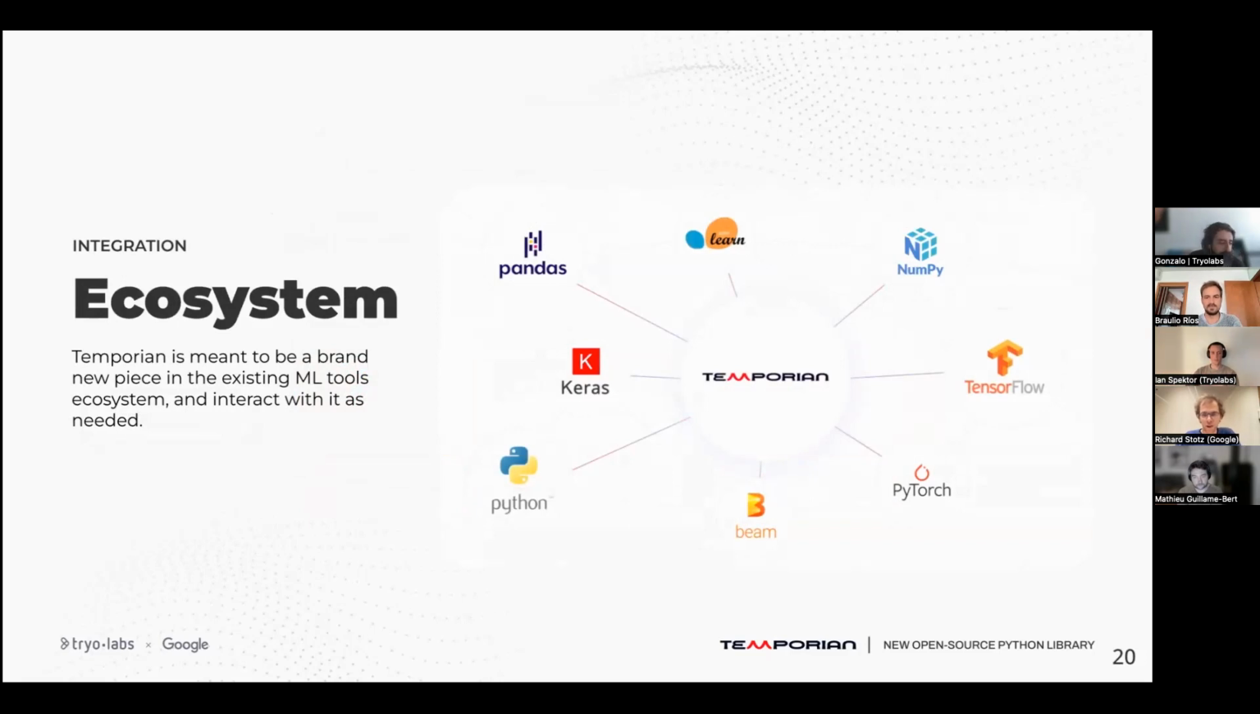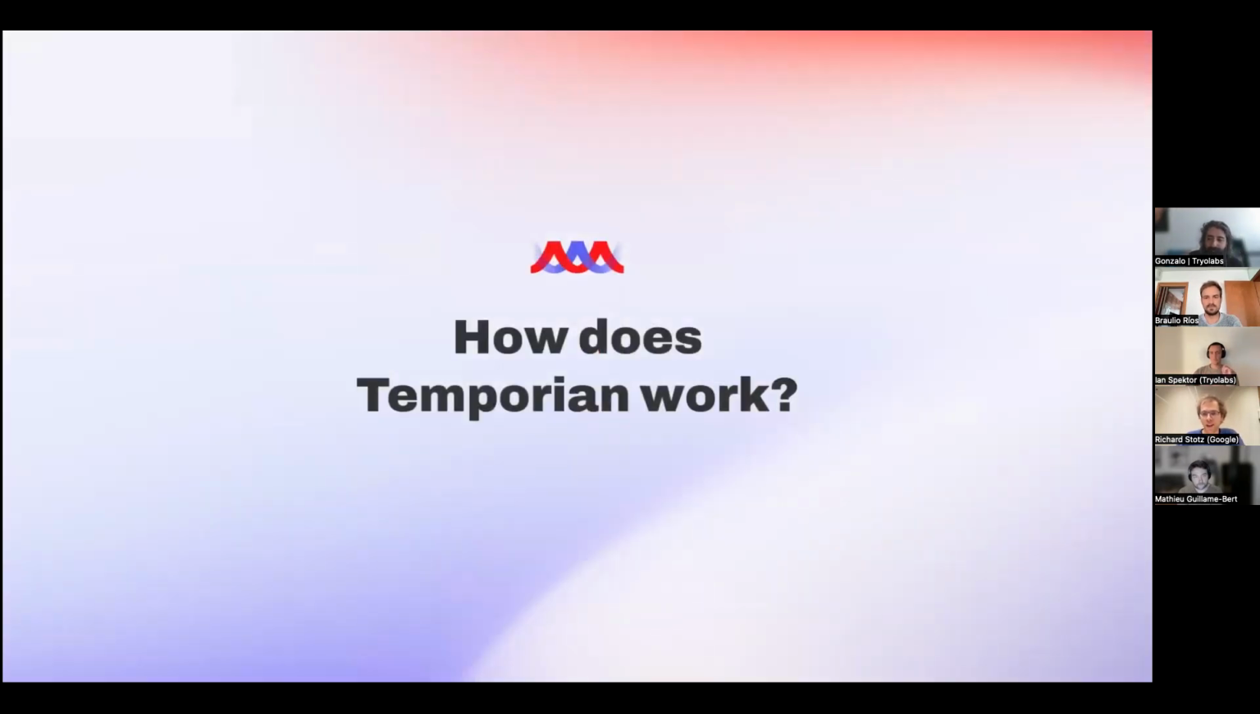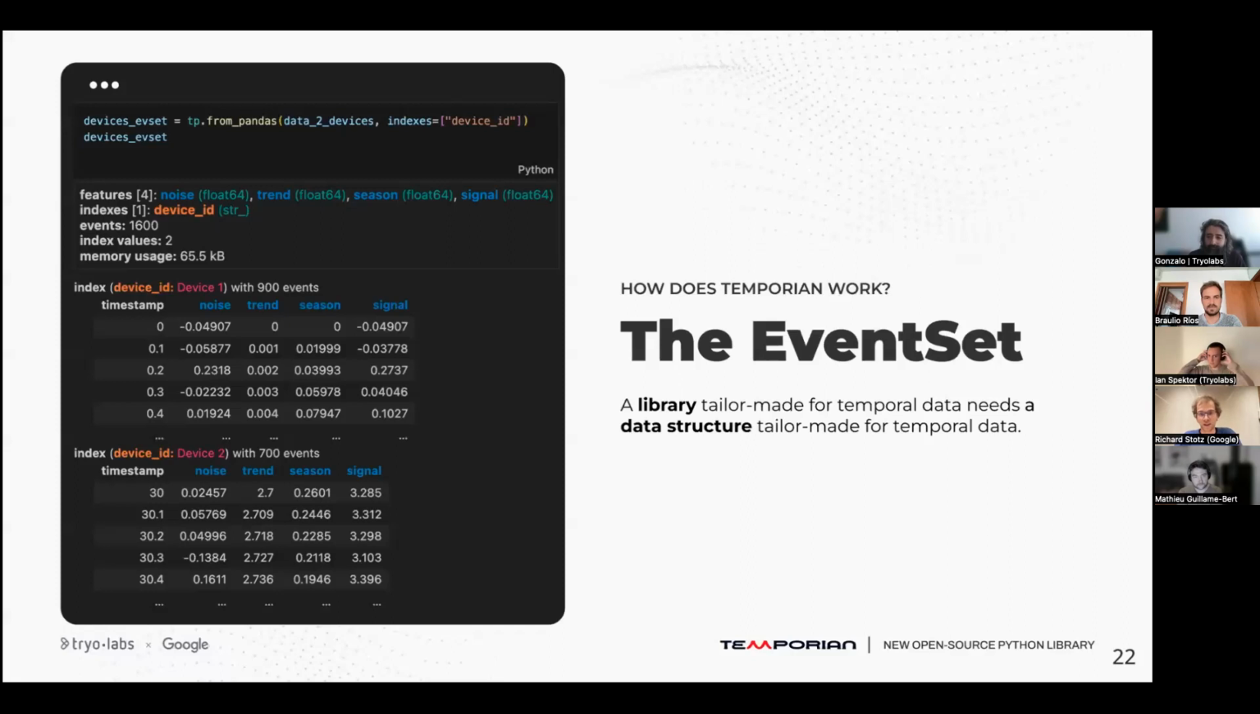Now, let's get to work. We want to show Temporian in action, and there is one concept we have to discuss first, which is the event set. The event set is really the data structure tailor-made for temporal data that is at the heart of Temporian. So what does that mean? The event set is an extremely flexible data structure to represent temporal data. We have a few examples, and we'll look at them from simple to complex.